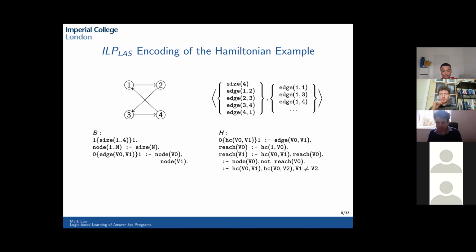Okay, thanks. So that's the basic learning framework, the learning from answer sets framework that we introduced about 6 or 7 years ago now. Since then, it's been extended in quite a few different ways.